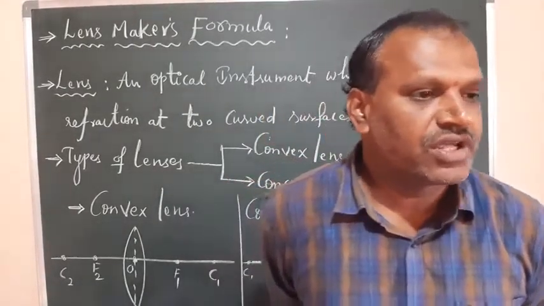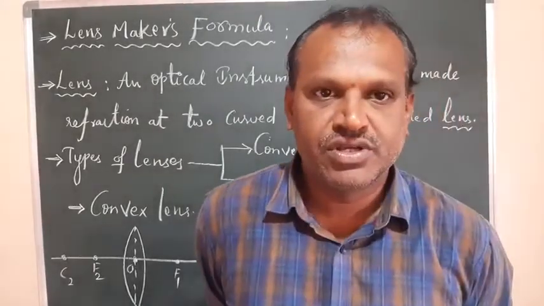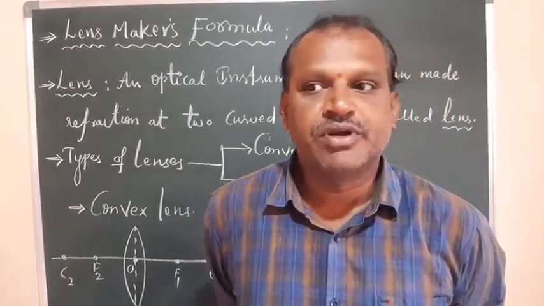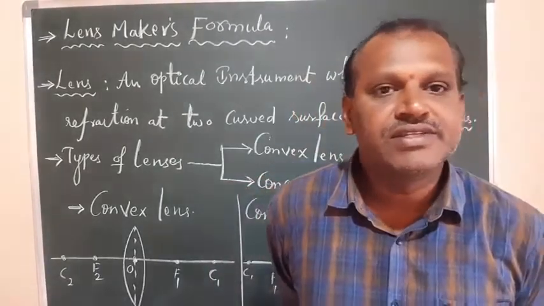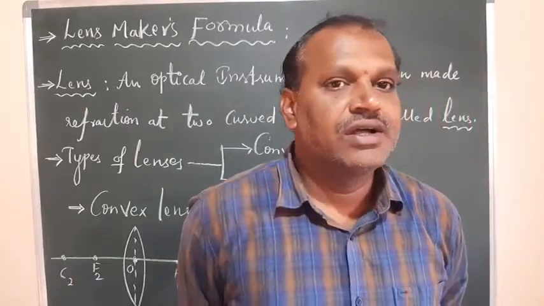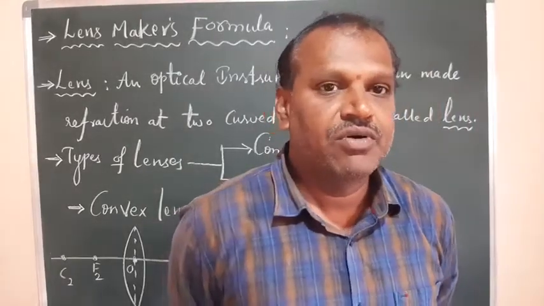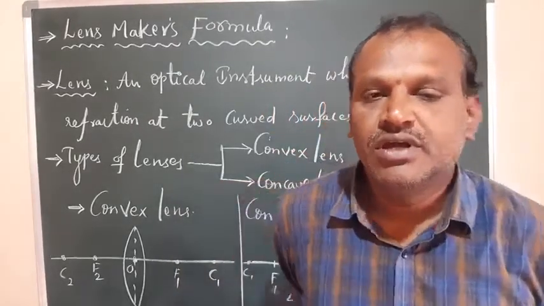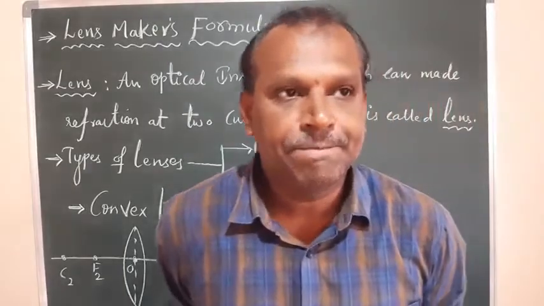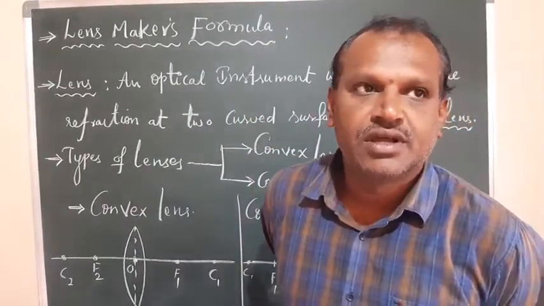Now refraction can take place at curved surfaces, and if two curves exist, there is a formation of an optical instrument which is called a lens. So there you can get a lens. What is a lens? What is the lens maker's formula? What is the lens equation? And what are the types of lenses we have? That we will discuss in this video, the introduction regarding lenses.